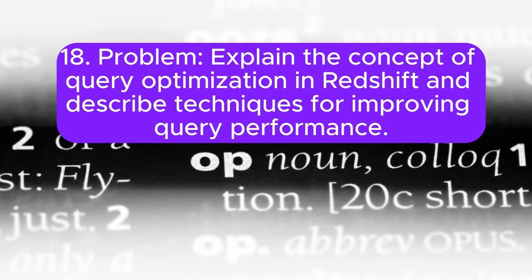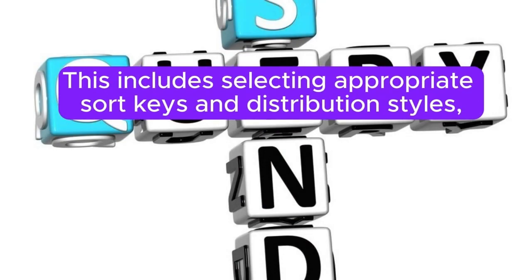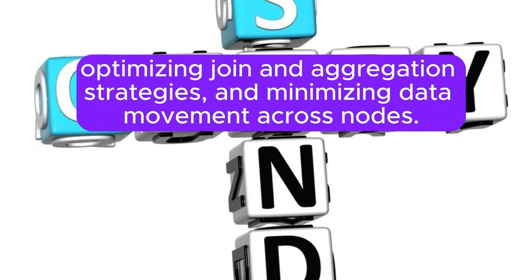18. Problem. Explain the concept of query optimization in Redshift and describe techniques for improving query performance. Answer. Query optimization in Redshift involves various techniques for improving query performance. This includes selecting appropriate sort keys and distribution styles, optimizing join and aggregation strategies, and minimizing data movement across nodes.